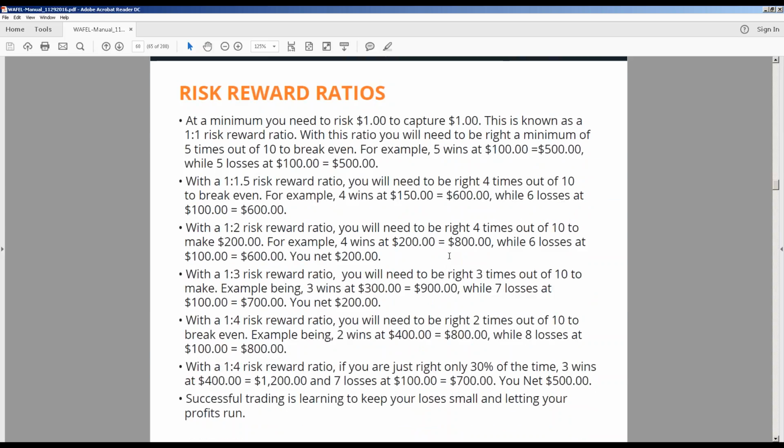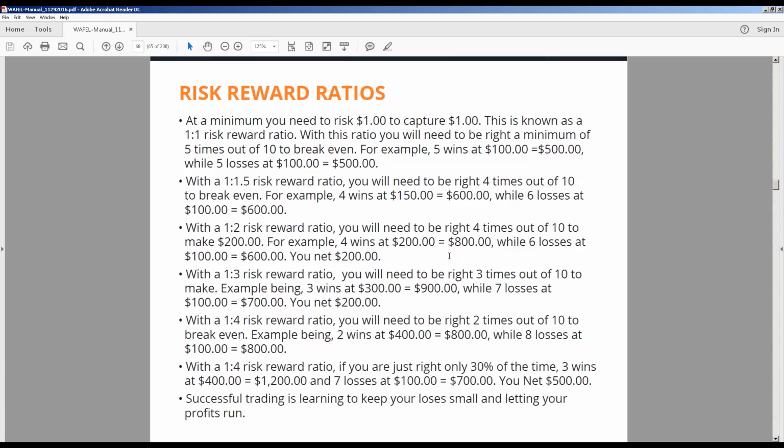Now let's have a closer look at risk-reward ratios. At a minimum, you need to risk $1 to capture $1. This is known as a 1-to-1 risk-reward ratio. With this ratio, you'll need to be right a minimum of 5 times out of 10 to break even. For example, 5 wins at $100 a winning trade will give me $500 profit, while 5 losses at $100 a losing trade will give me $500 loss.